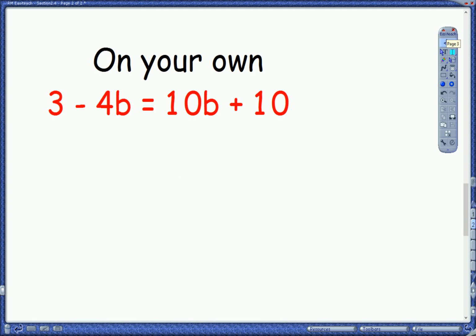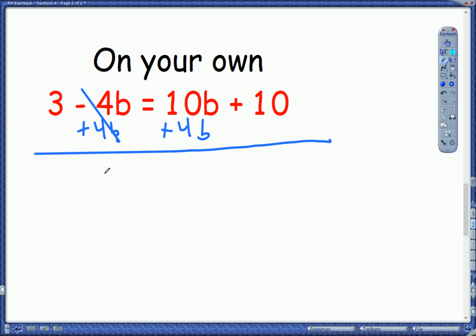Okay, try this one on your own. I will give you a second, so pause the video, and then I'll go over it. Okay, so I'm going to choose to add 4b so that I have a positive variable. Over here I'm left with 3 equals 14b plus 10. Then I'm going to subtract 10 on both sides.